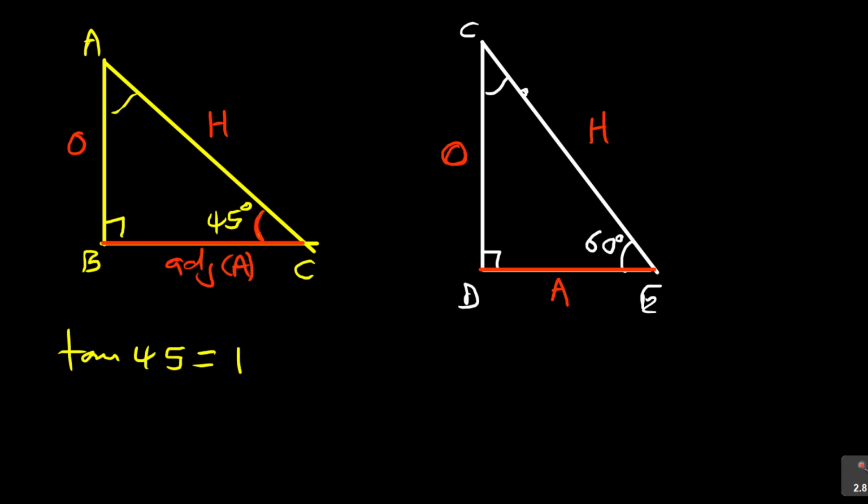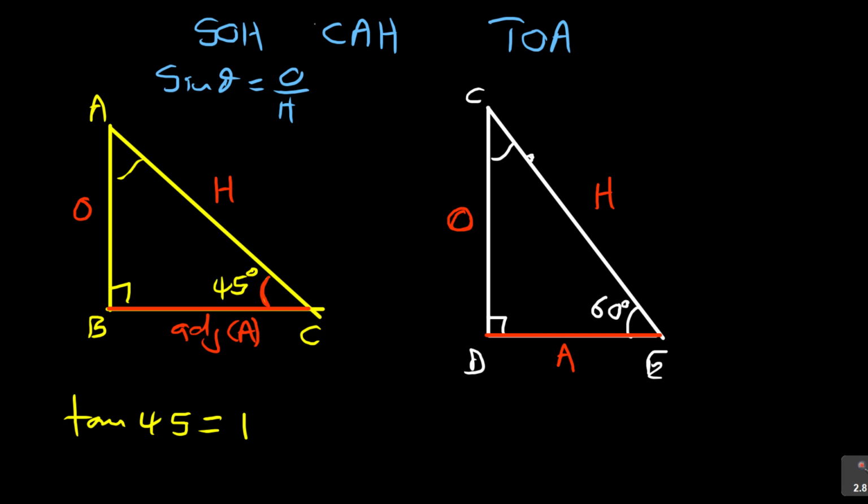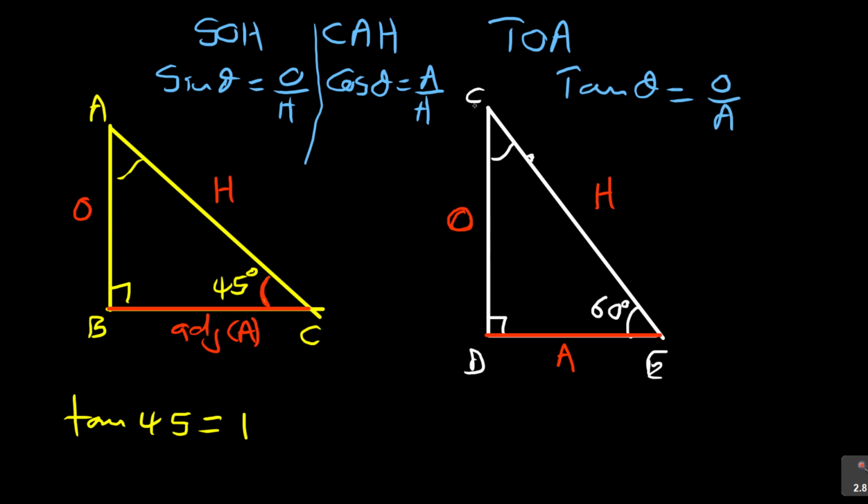Now I have to remind myself also of a few things. Remember the word SOHCAHTOA. It's SOH, CAH, and TOA. So what is this word saying? It says sin theta is equal to opposite over hypotenuse, right? And it says what? Cos theta is equal to adjacent over hypotenuse, and it says tan theta is equal to opposite over adjacent. You need to know this. So this is your SOHCAHTOA.